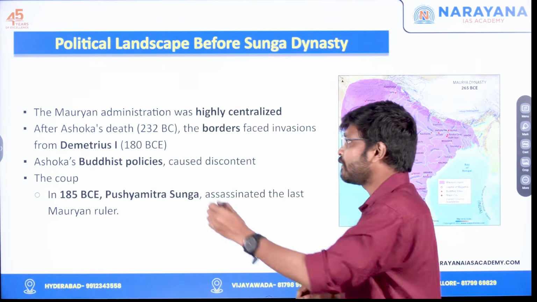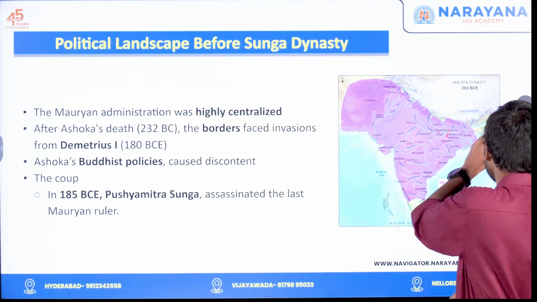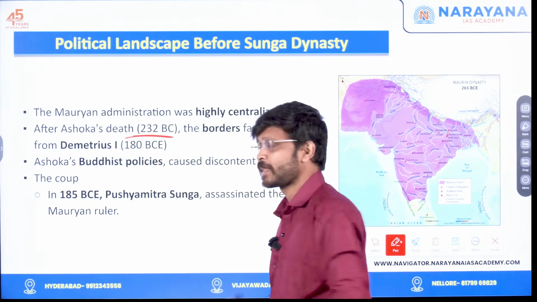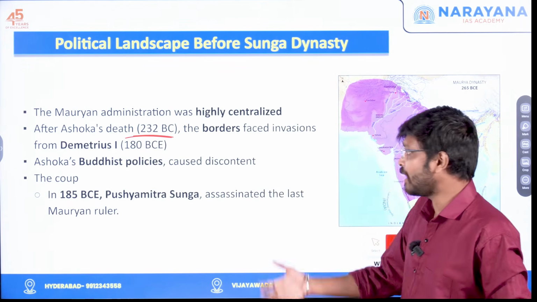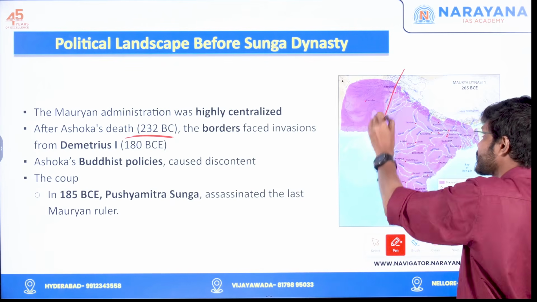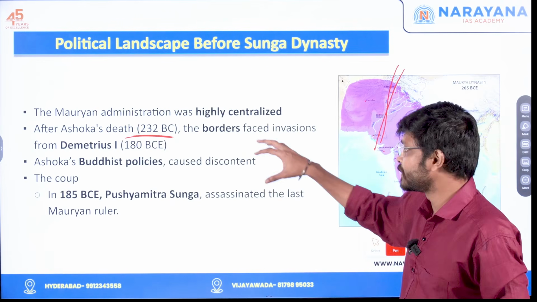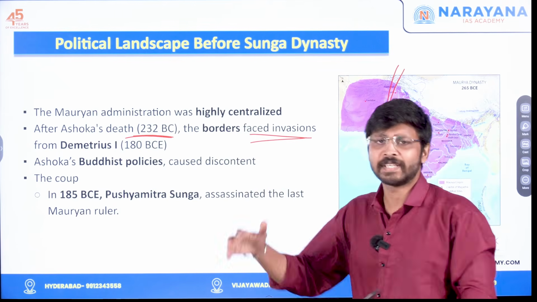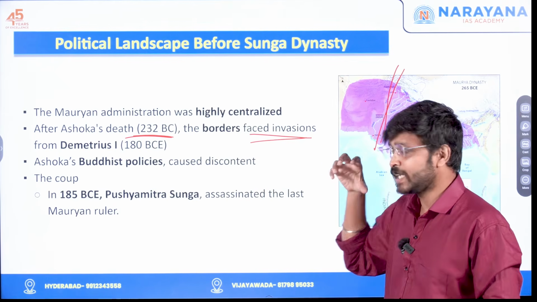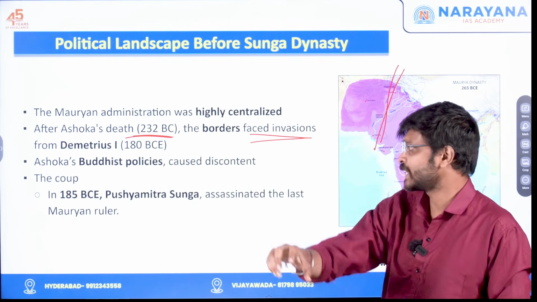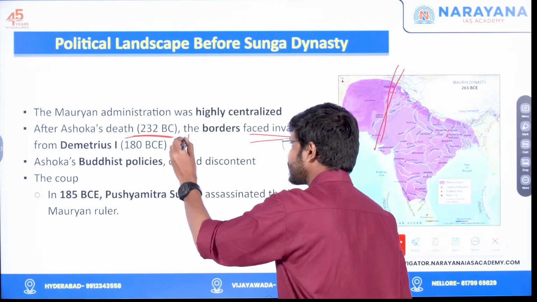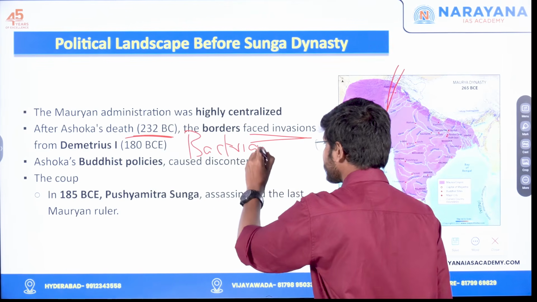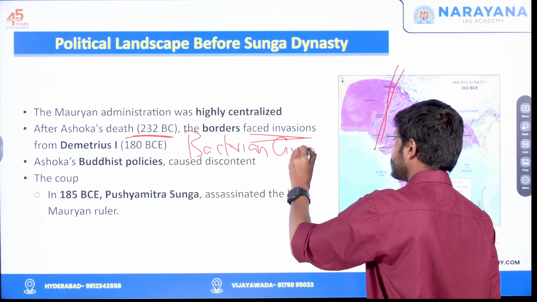Also, after Ashoka's death, Ashoka was the most powerful ruler of Mauryan Empire. Ashoka died in 232 BC. After that, the northwestern borders became very porous and it faced invasions from many dynasties, and the most successful dynasty which invaded was the Bactrian Greeks.